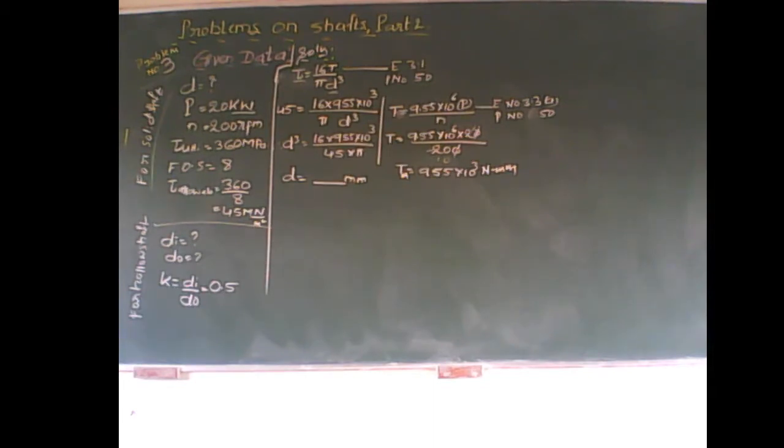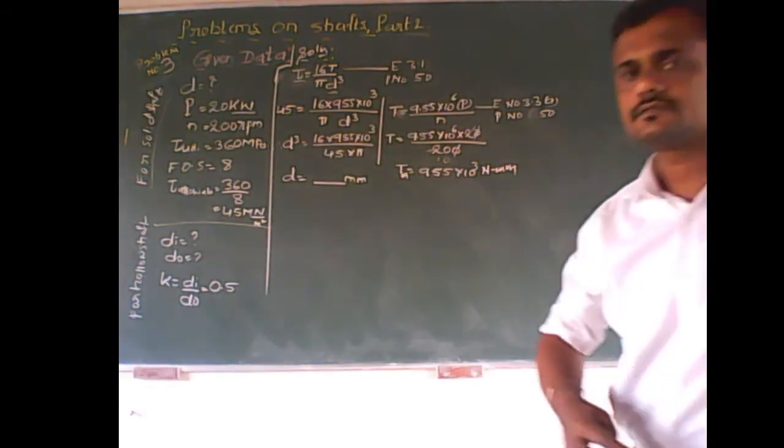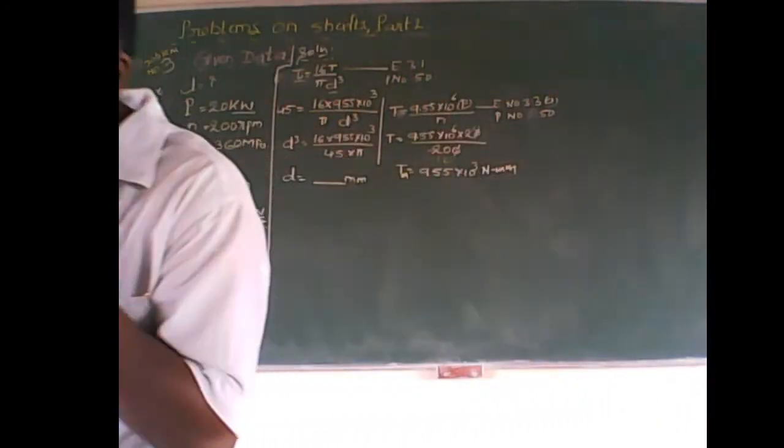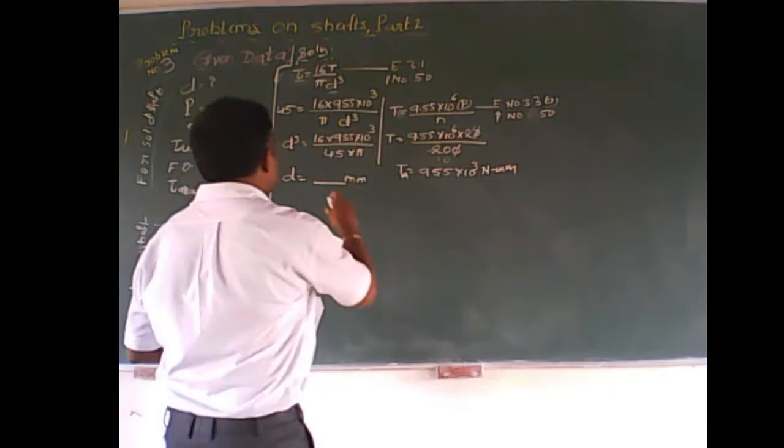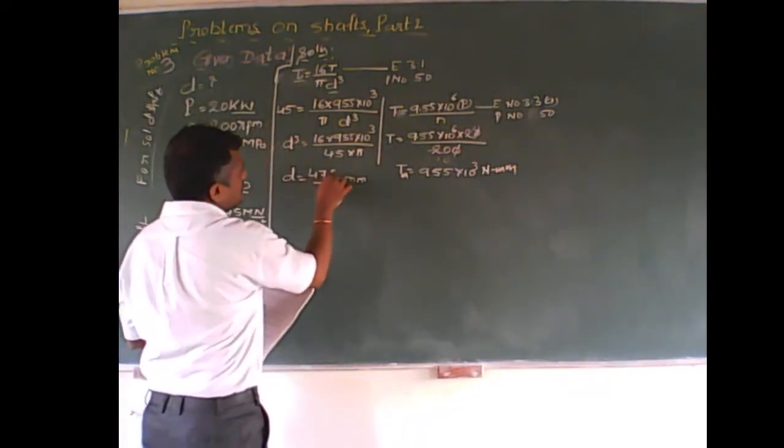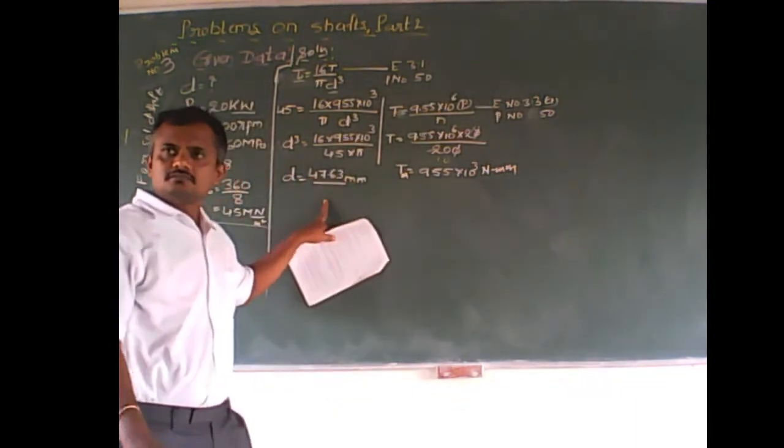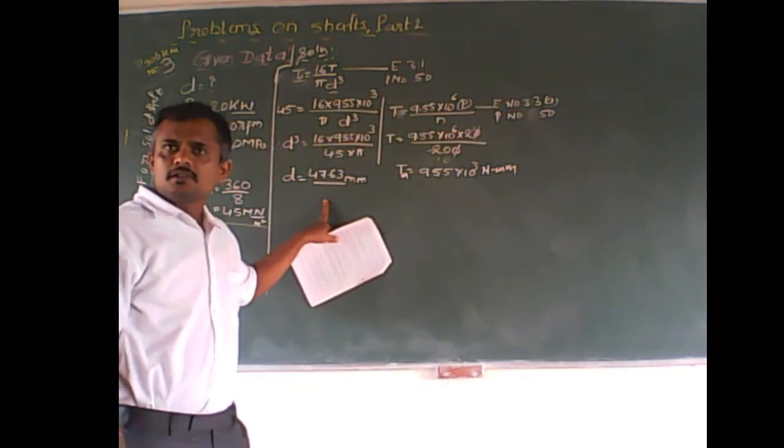Use the calculator. How much did you get? 47.63. 47.63. This is not the diameter which is available, right?